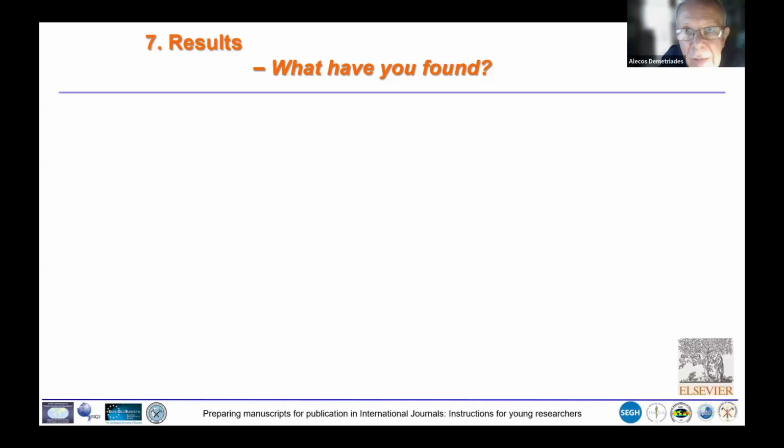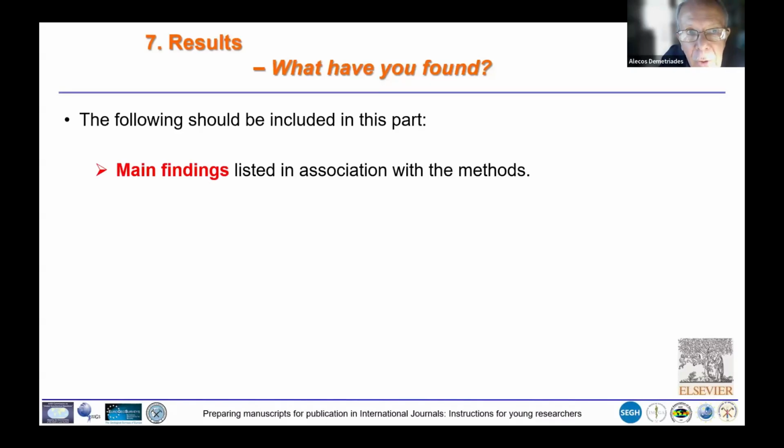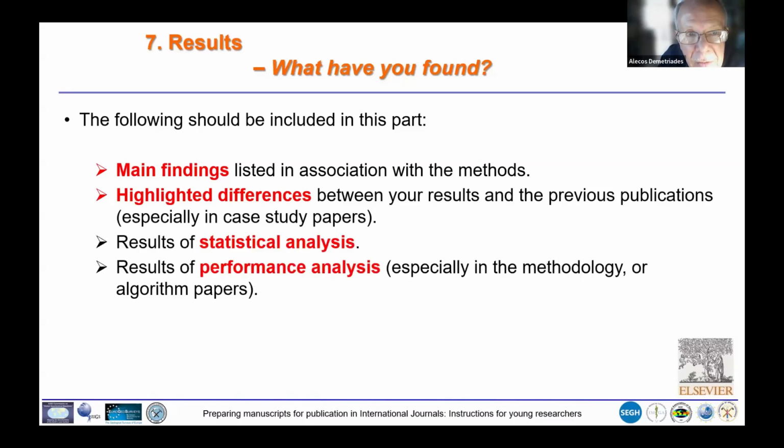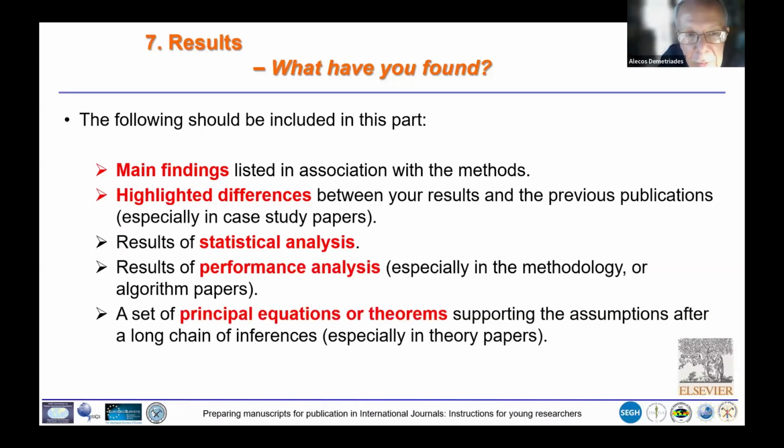Results. What have you found? The following should be included in this part. Main findings listed in association with the methods. Highlighted differences between your results and the previous publications. Especially in case study papers, results of statistical analysis; results of performance analysis, especially in the methodology or algorithm papers; a set of principal equations or theorems supporting the assumptions after a long chain of inferences, especially in theory papers.